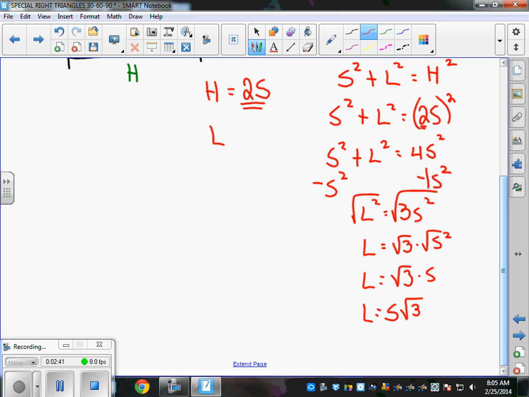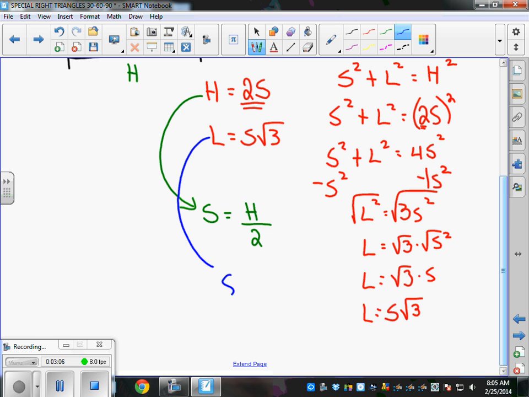So we have that the long leg is the short side times the square root of 3. Now I can take those two and manipulate them. Taking the first equation, if you want to solve for s, you would take the hypotenuse and divide by 2. So the short side is always half the hypotenuse. Then I can do the same thing using this equation. If I solve for s, I would divide both sides by the square root of 3 and get that s is the long side divided by the square root of 3. Then you would want to get that square root out of the bottom.